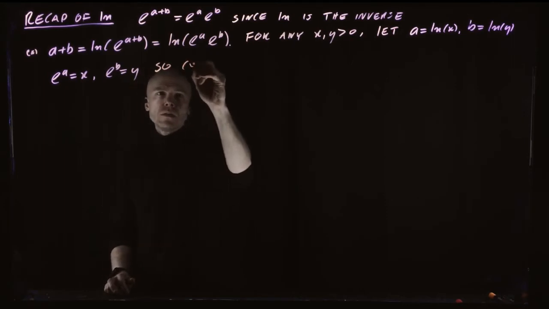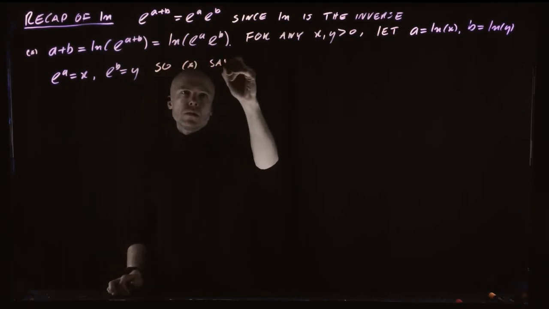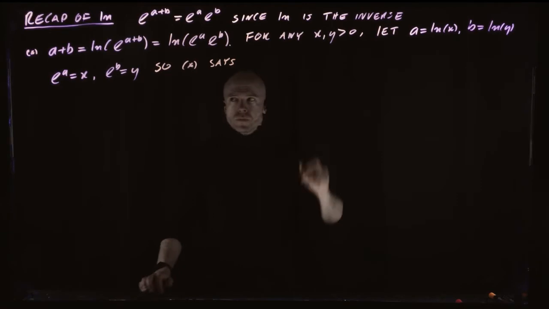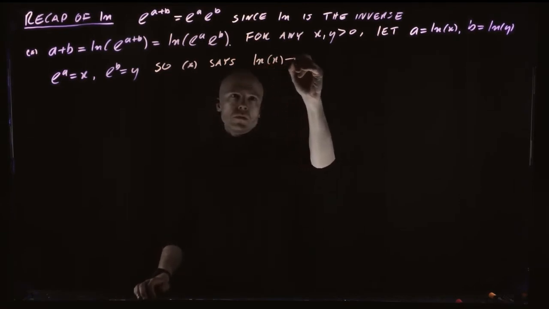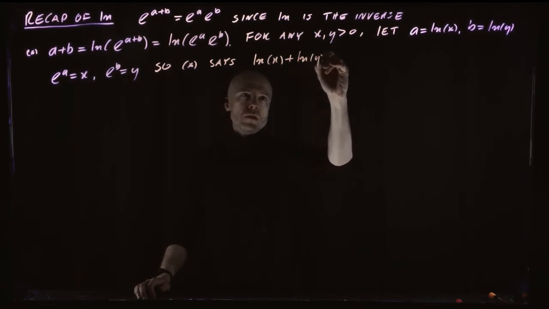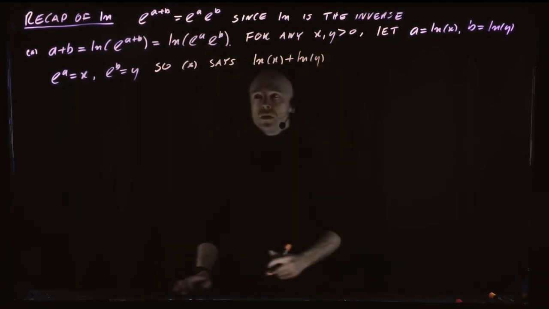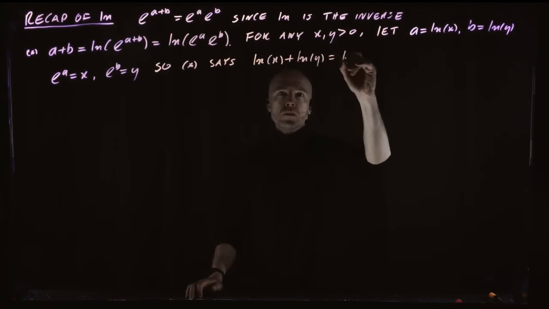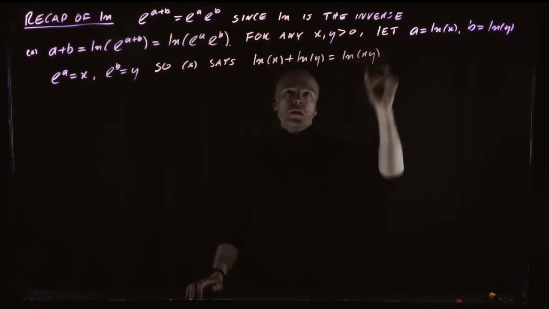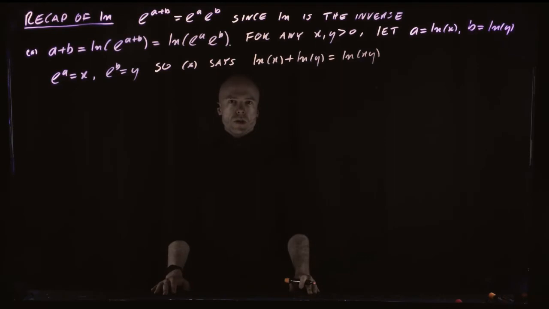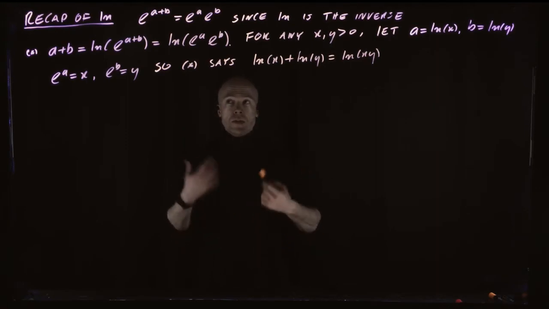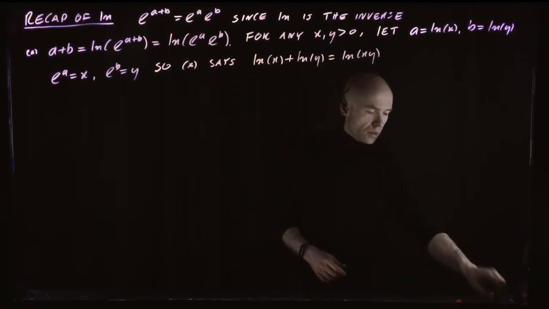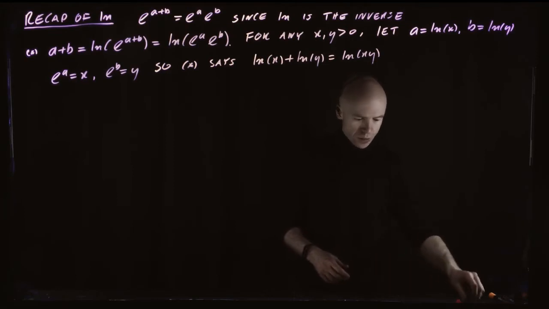So star says that log of x plus log of y equals this thing, which is equal to log of x times y. And that's the property of logs, okay? The other ones follow from this. You can work that in the same way. So this is the basic property of logs that we used in the previous example. Cool.